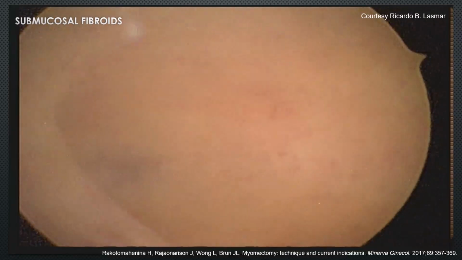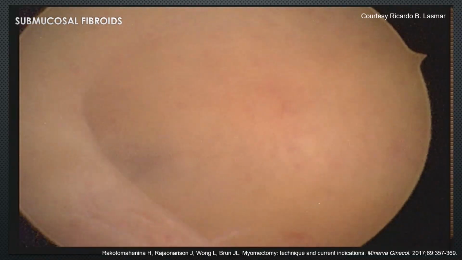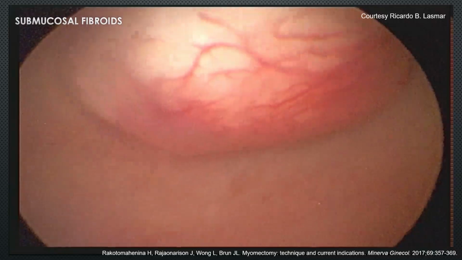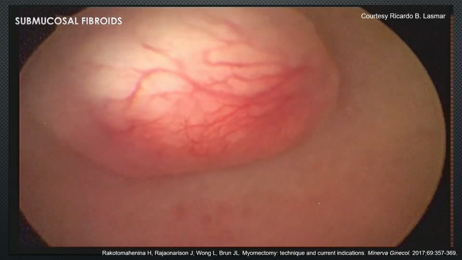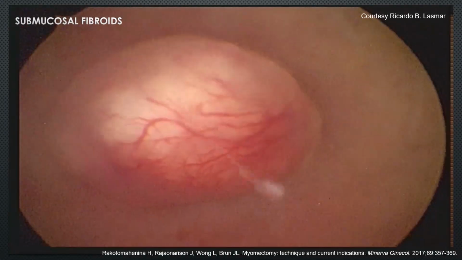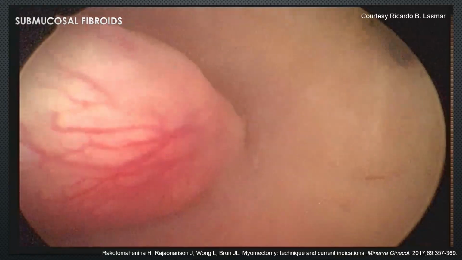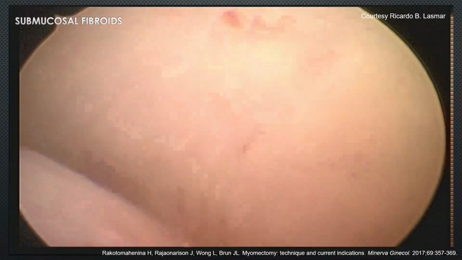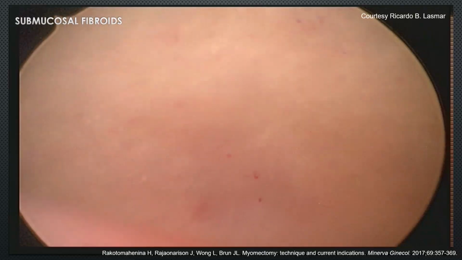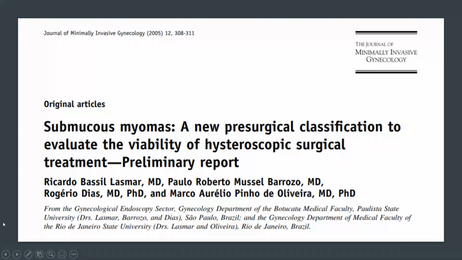In these cases, hysteroscopic myomectomy is a therapeutic option for patients with abnormal uterine bleeding and/or infertility, even where there is a need to cause the least possible myometrial damage. In 2005, Lasmar and collaborators published an article proposing a new classification for the description of submucosal fibroids in hysteroscopy.